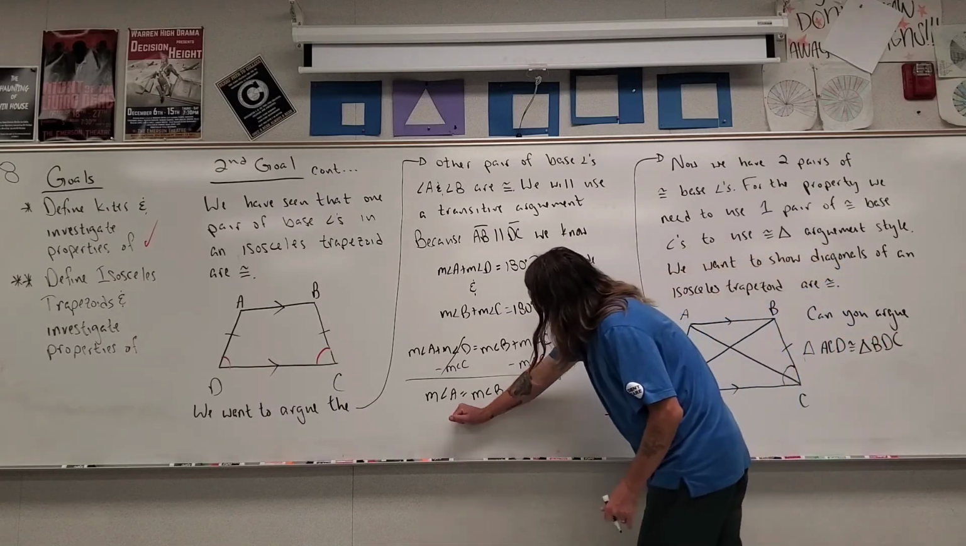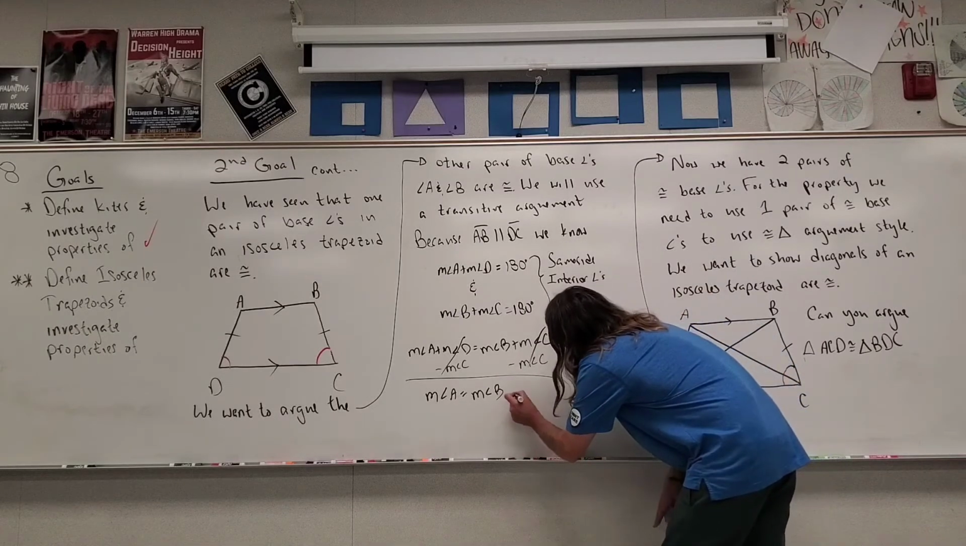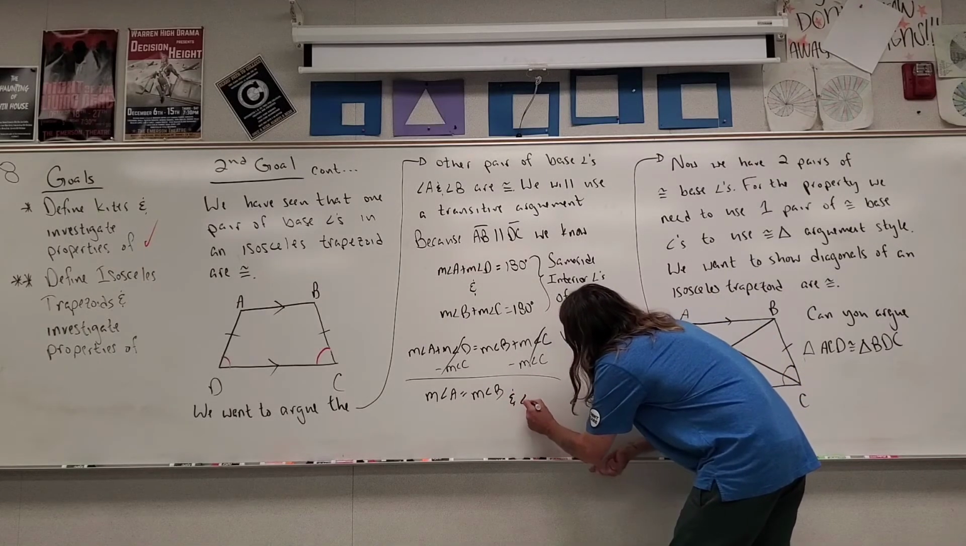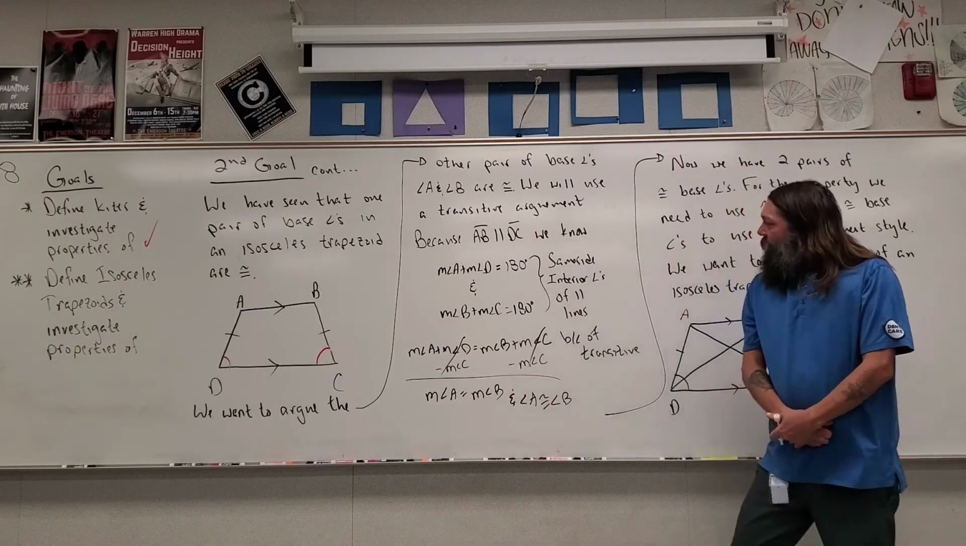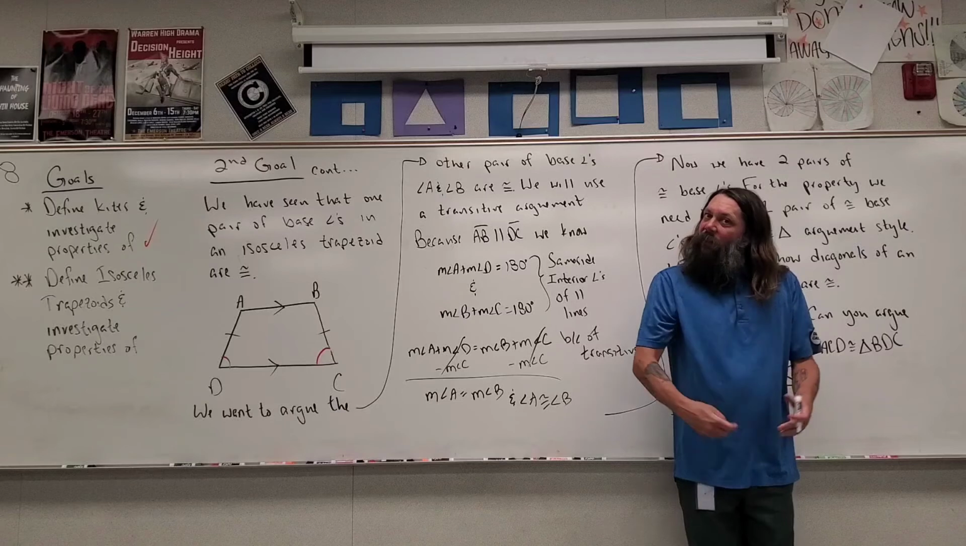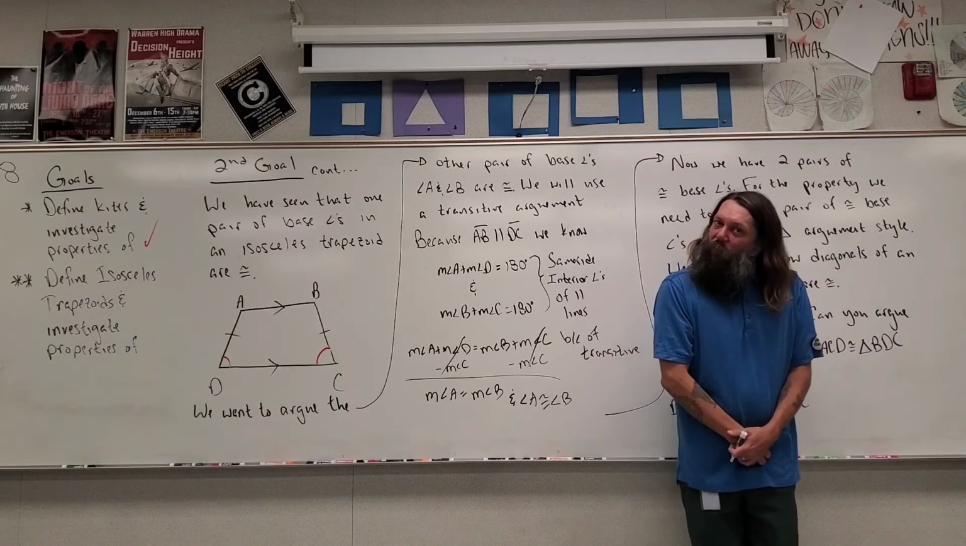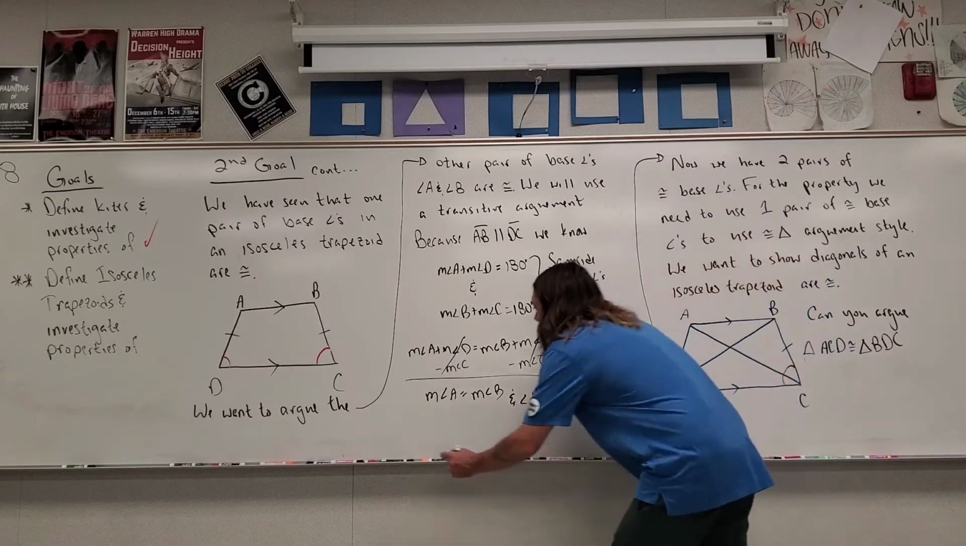All right, so if I know that the angles are equal, I also know that the angles are congruent. So angle A is congruent to angle B. So what we've done is we've successfully argued that isosceles trapezoids have two pairs of congruent base angles.